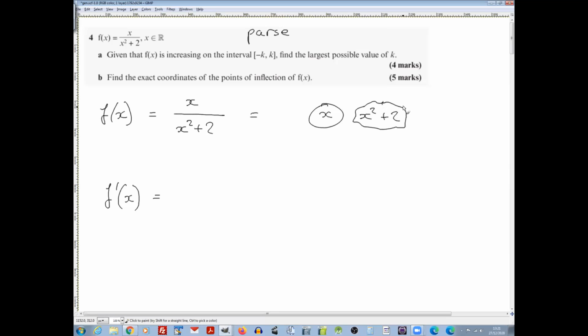Where clearly we're dealing with a composite, an inner and outer. So now we're ready to say, so that'll be 1. And then x squared.